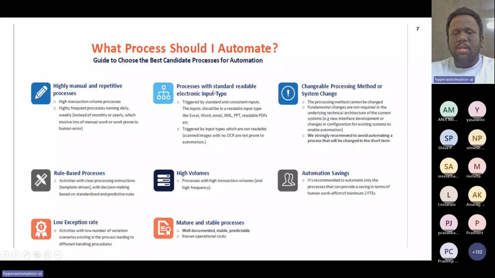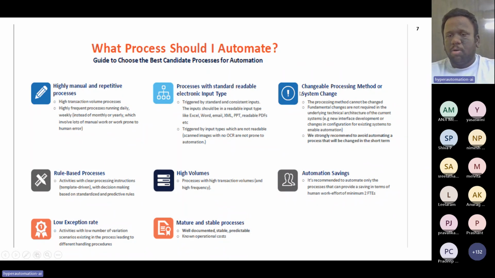Second thing is a process with readable electronic input types. So we have data categorized into three types: structured, semi-structured, and unstructured. What are these? Data seen in Excel, Word, email, XML, PPT, or readable PDFs is categorized as structured data. Semi-structured data is scanned documents or handwritten documents. Unstructured data is data in the form of blurred images, or voice, image or video. So the data which is structured is considered for automation.